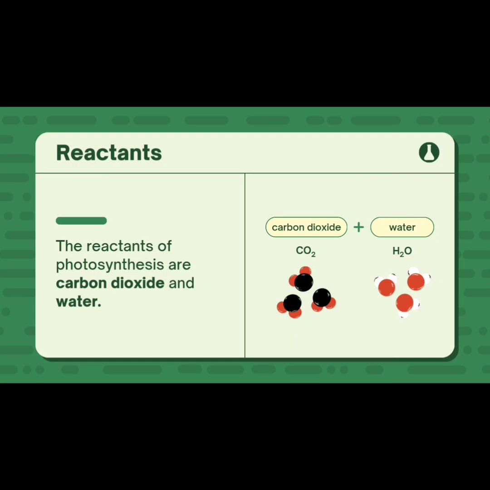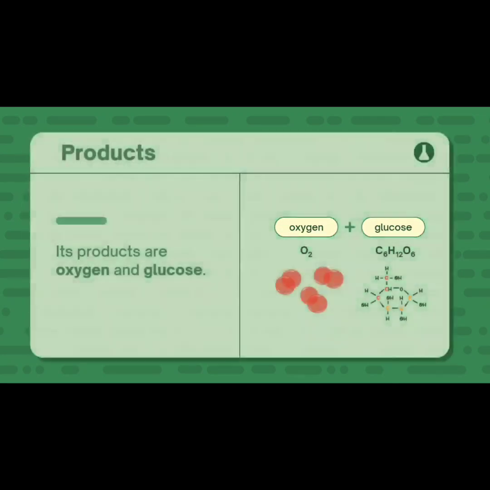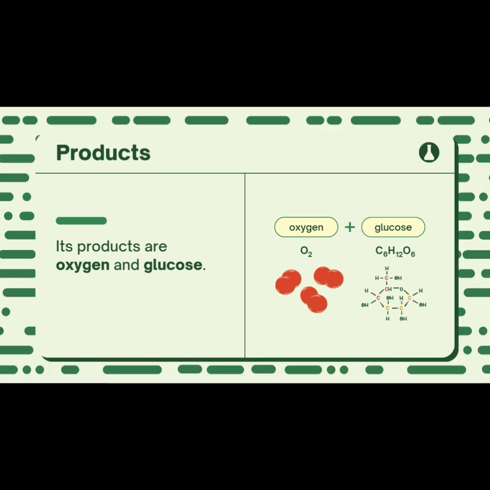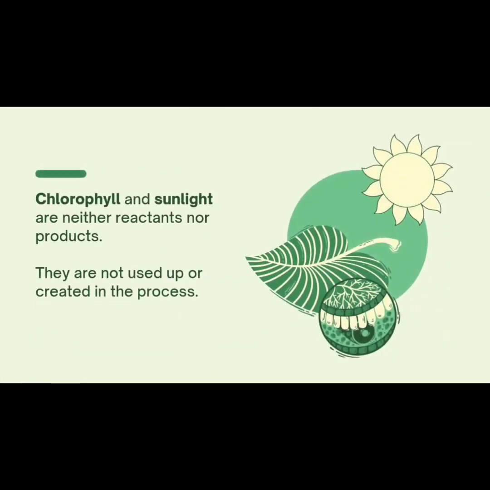Reactants. The reactants of photosynthesis are carbon dioxide and water. Products. Its products are oxygen and glucose. Chlorophyll and sunlight are neither reactants nor products. They are not used up or created in the process.